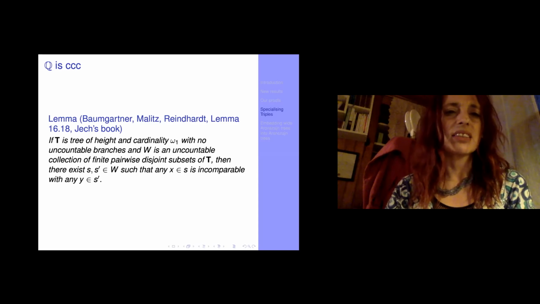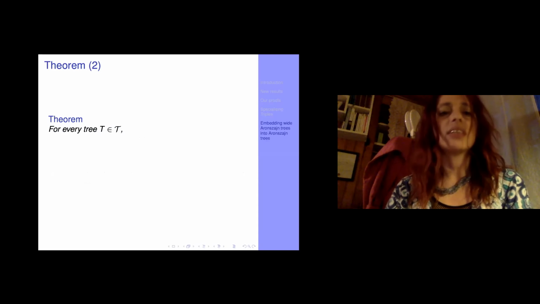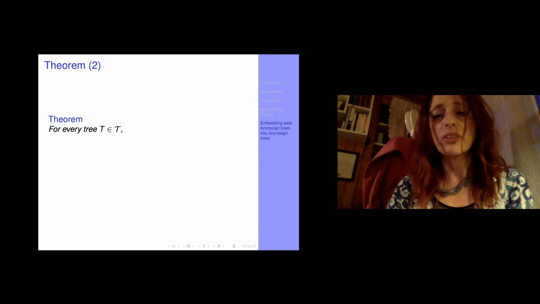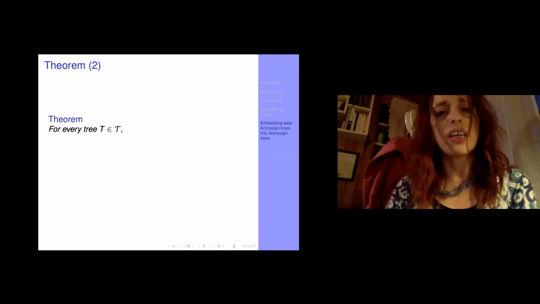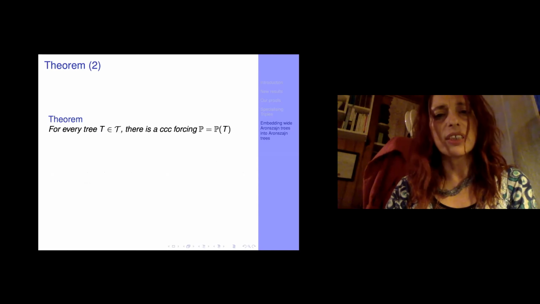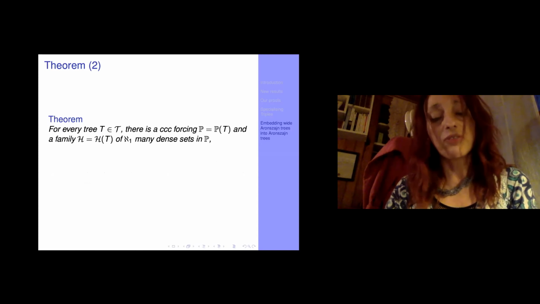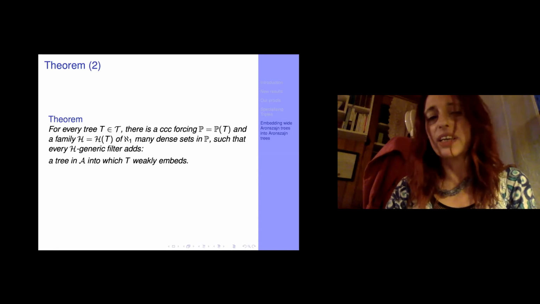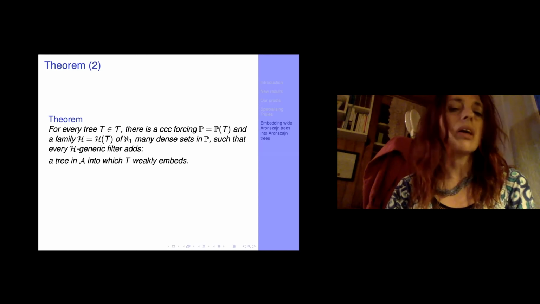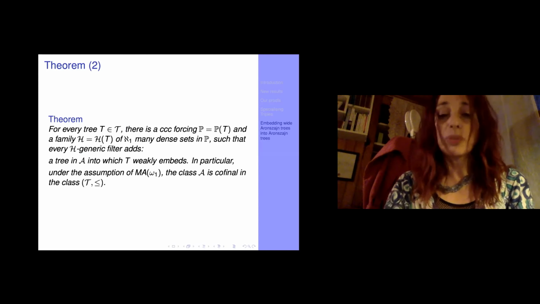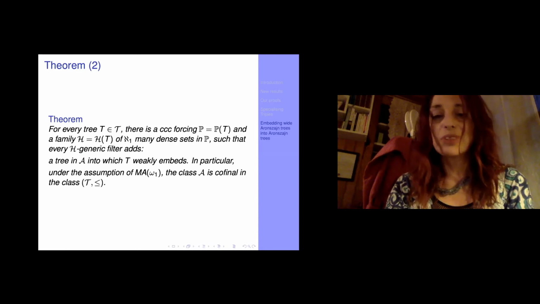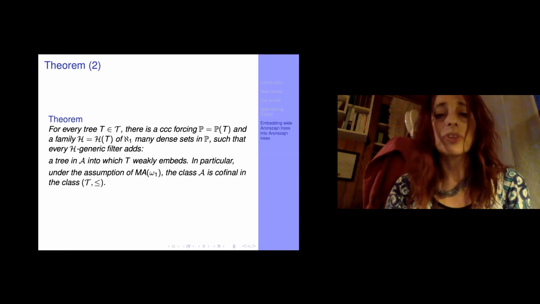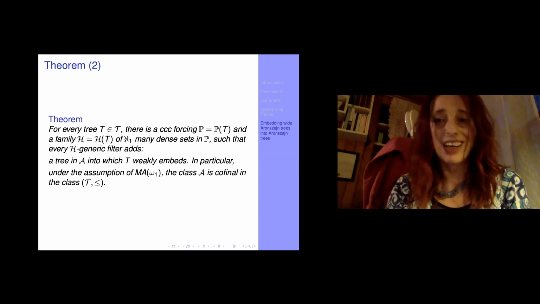So the second result, remember, is that for every tree in the class of wide Aronszajn trees, there is a CCC forcing and a family of dense sets in it, such that the generic filter adds an Aronszajn tree that weakly embeds the tree we started from. So this in particular means that under the assumption of MA of omega 1, the class A is cofinal in the class T.